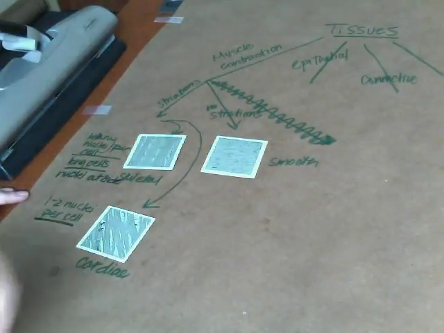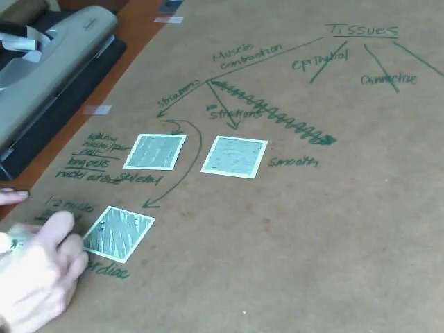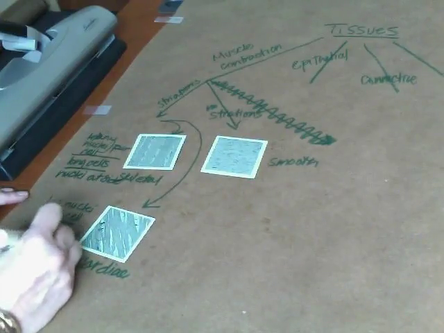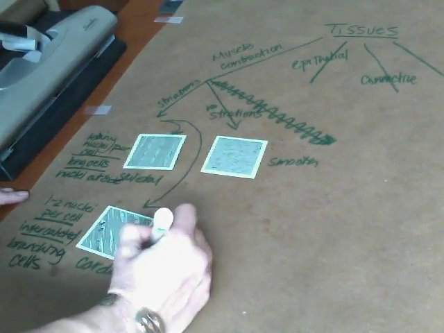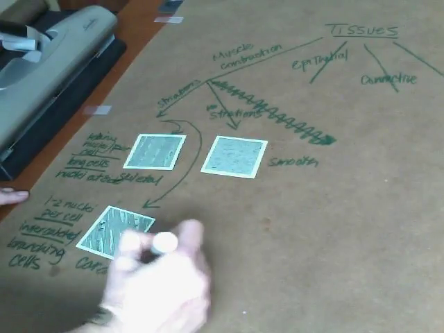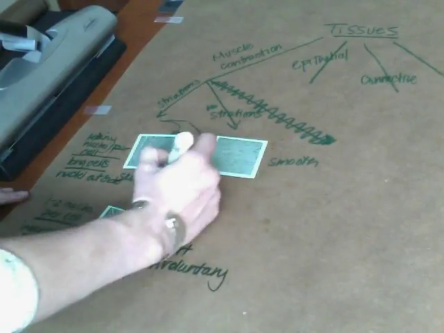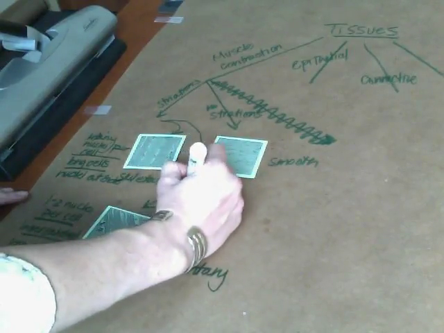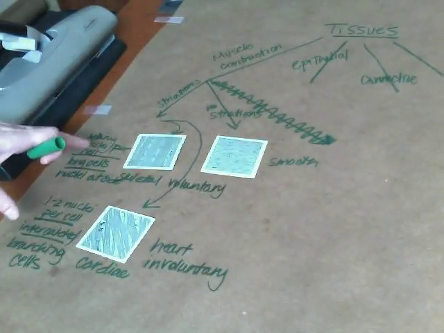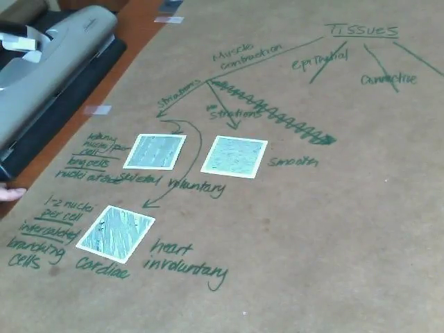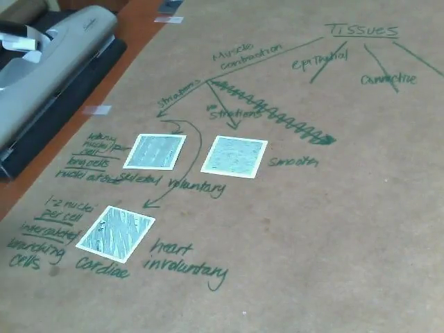On cardiac muscle, I could list intercalated discs. I could list branching cells. I could also list that cardiac is found in the heart and that it's involuntary. I could list that skeletal is voluntary. These are just some examples of things that help me know the difference between skeletal and cardiac. What does skeletal have that cardiac does not?